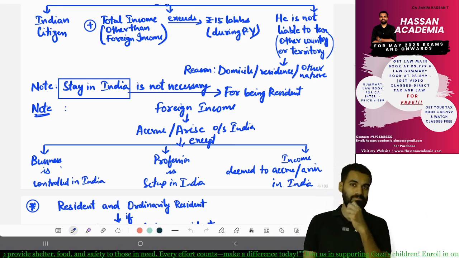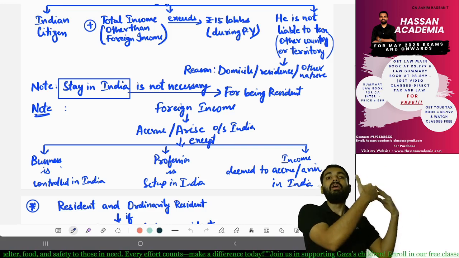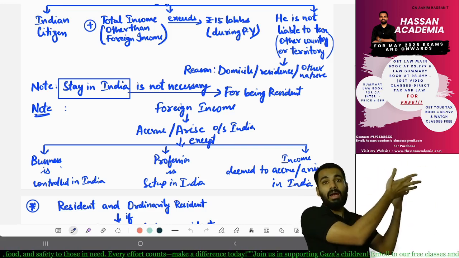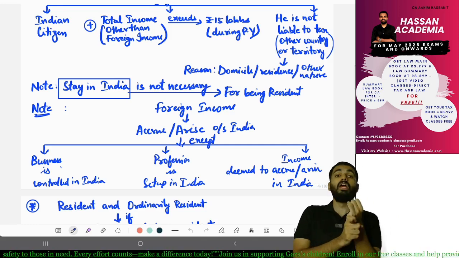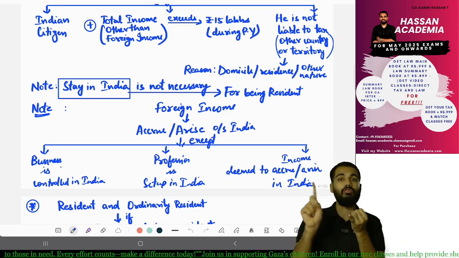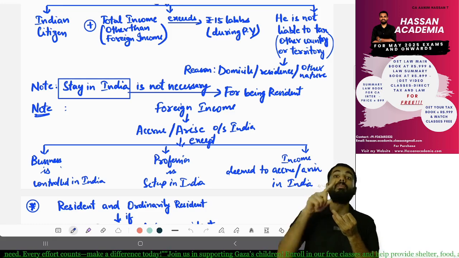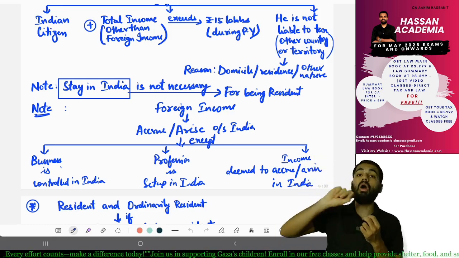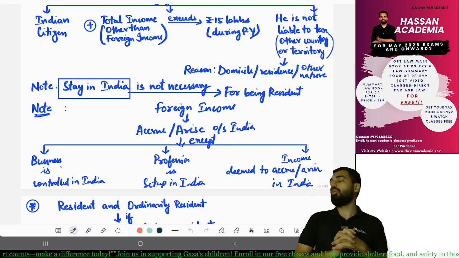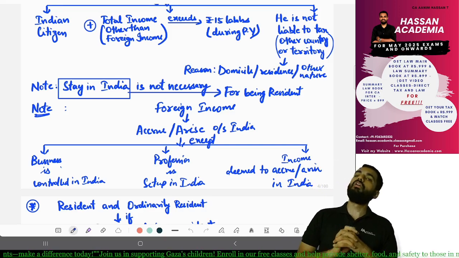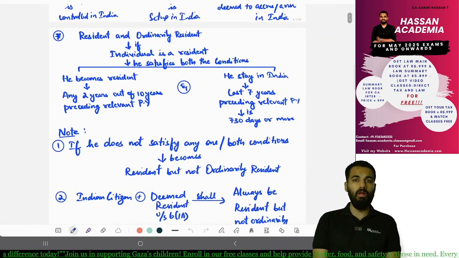What is foreign income? Foreign income means income which does not accrue or arise in India, where the particular transaction is happening outside India. That is called foreign income. But if the business is controlled in India, it is not foreign income. Or if the profession is set up in India, it is not foreign income. Or if it is deemed to accrue or arise in India, which we will discuss in section 9, that is also not foreign income.